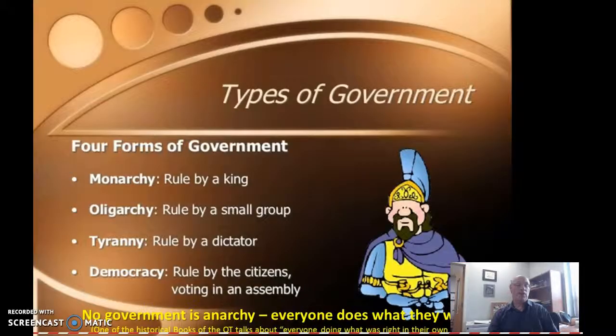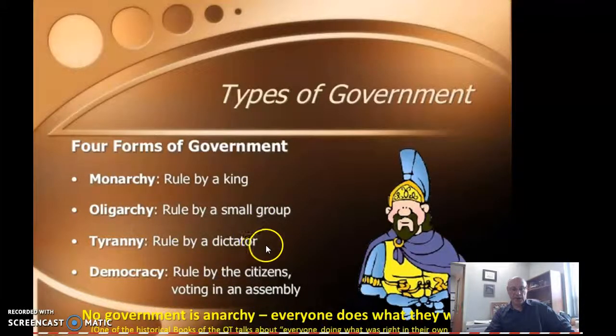So if you think just in general about government, there are basically 4 kinds of government that exist. There is monarchy, where a king rules everything and they do what they want, and everybody does what they say. Usually he's protected by an army, so that everybody does what he says, or he's protected by the fact that he controls the food or something like that. An oligarchy is ruled by a small group. This is where a small group of people get together.